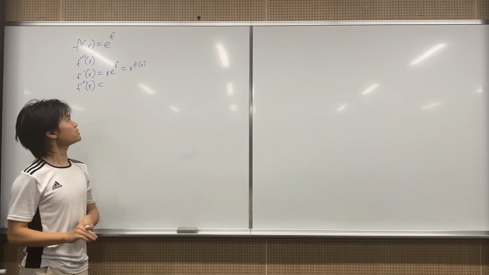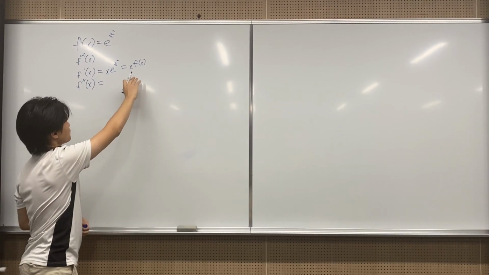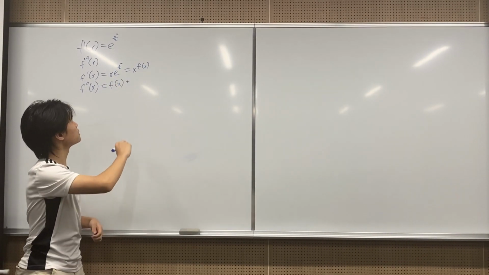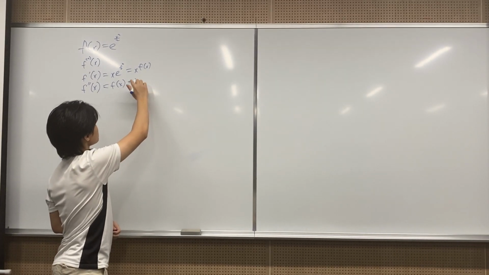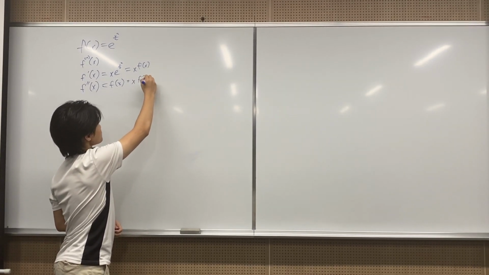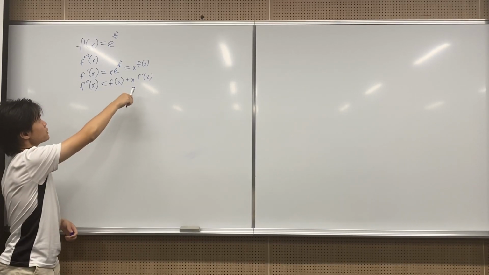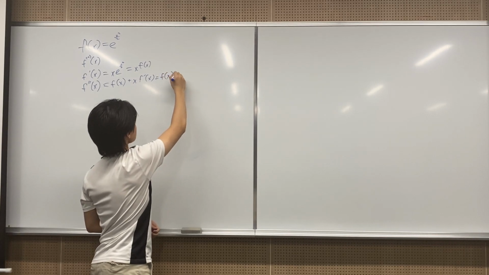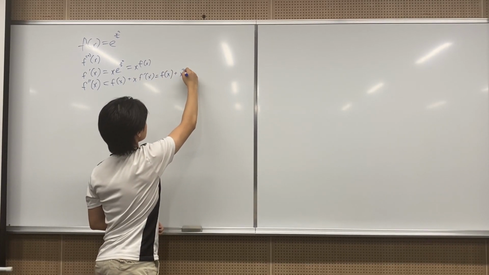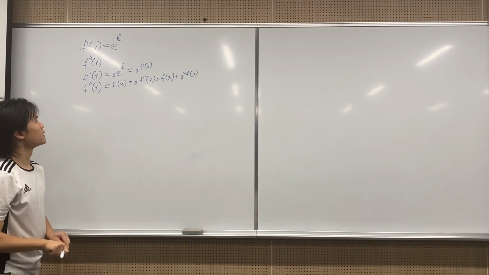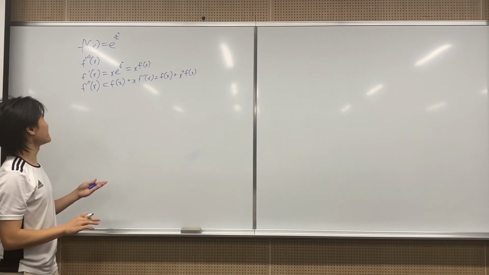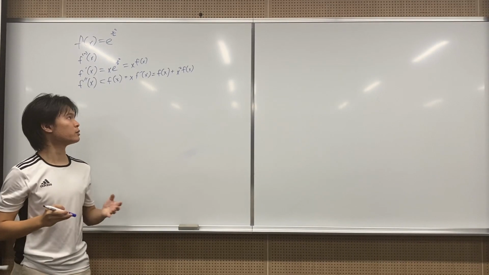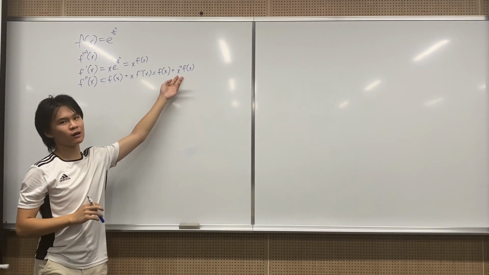And let me just product rule this. First, let's just get the derivative of x out of the way. So we just have f of x plus x f prime of x. And f prime of x is just x f of x. So that'll just be f of x plus x squared f of x. And we're seeing now that you can write everything as a sum of f of x and powers of x times f of x.